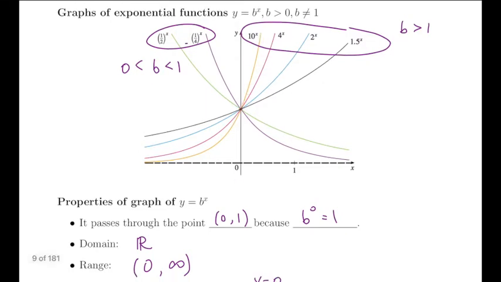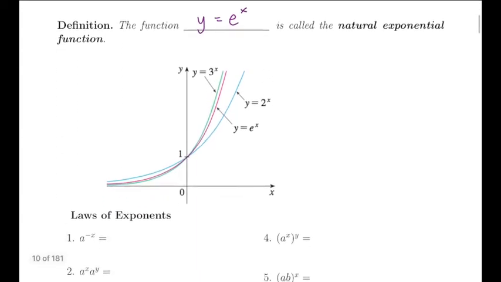So hopefully you can see what the graph of e to the x will look like. Well, it'll be somewhere between 2 to the x and 3 to the x because e is between 2 and 3. And it turns out that it's actually this pink curve here. It's closer to 3 to the x because e is around 2.7. It's closer to 3 than it is to 2.